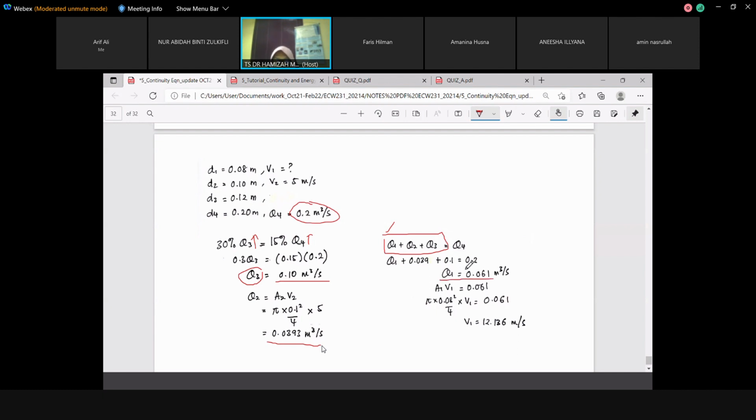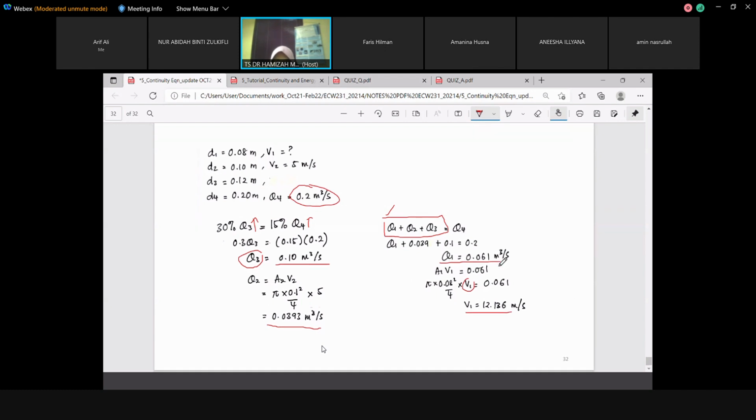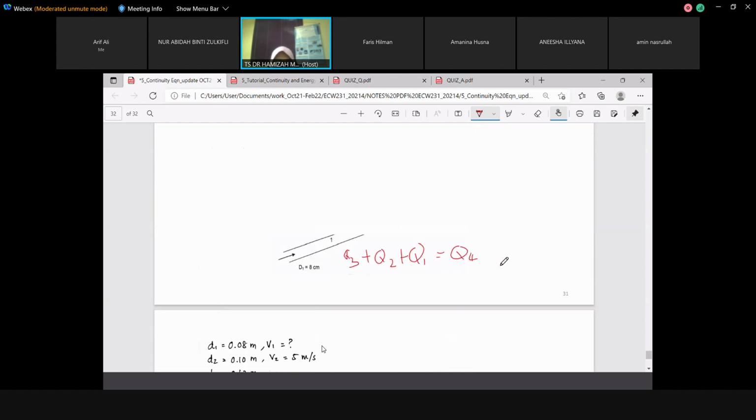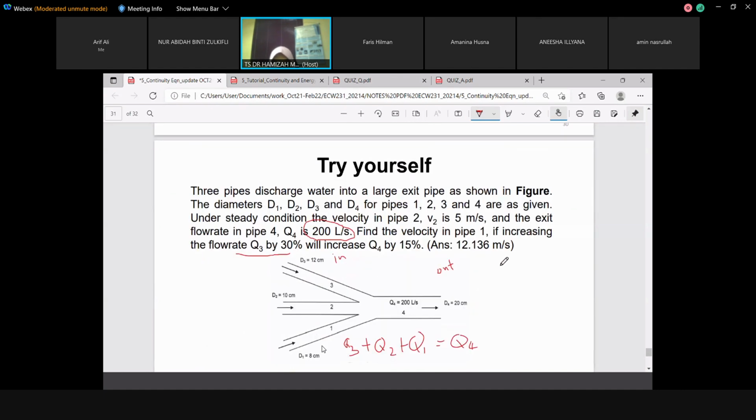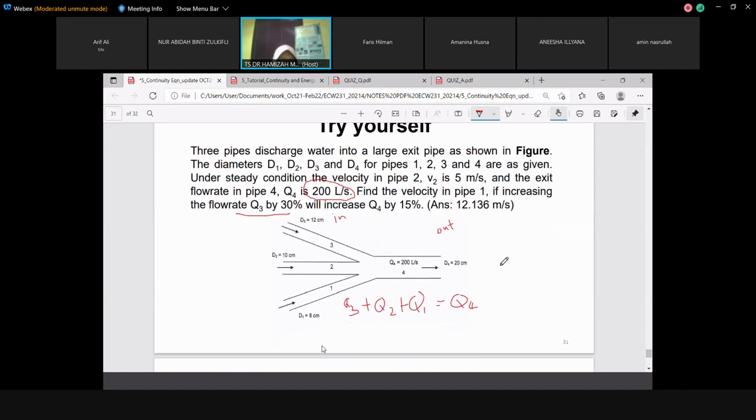So you can know the Q1. Tolak lah. 0.039 tambah 0.1 tolak 0.2. Dapat Q1. Okay, and then finally you can calculate the velocity of the Q1. 11.136. Okay. So, okay tak untuk continuity equation ni?